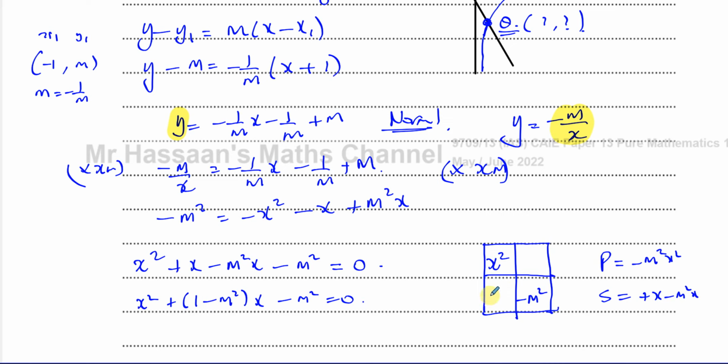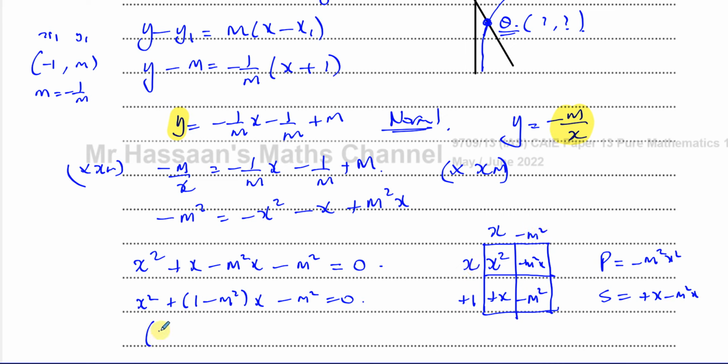So I can write one of the terms in here. I'll put plus x here, and minus m squared x there. Now I can take out common factors. From these two terms, the common factor is x. x times something gives me x squared, that's an x. x times something gives me plus 1, that's a 1. x times something gives me minus m squared, that's minus m squared.